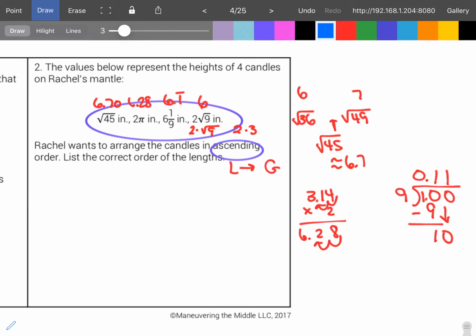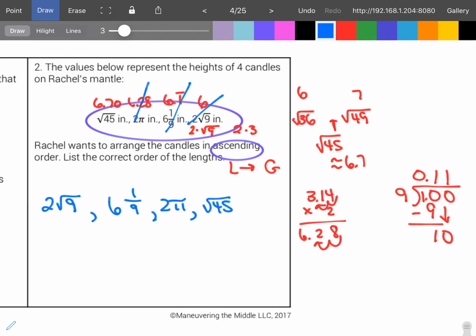So if we're going to put these in order from least to greatest, which one up here is the smallest number? It's going to be the 6, which is really the 2 square root of 9. Okay, and then I'm going to mark that one off so I don't get confused. And then the next largest one is going to be the 6.1 repeating, or the 6 and 1/9. And then 6.28, so 2 pi. And then the square root of 45.